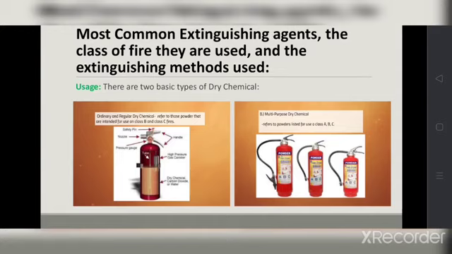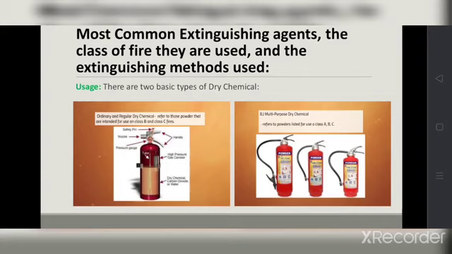Class C is for the electrical equipment. So another use for dry chemical is the multi-purpose dry chemical. It refers to powders listed for use on class A, B, and C. So this multi-purpose dry chemical extinguisher is what we mostly see because it is multi-purpose.